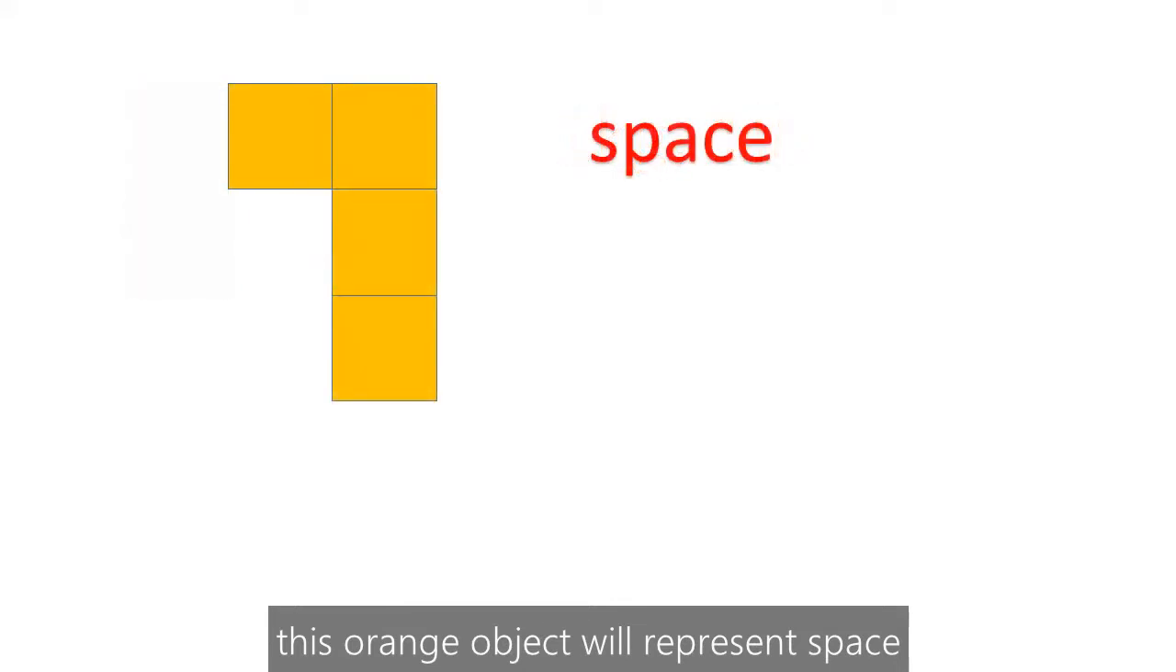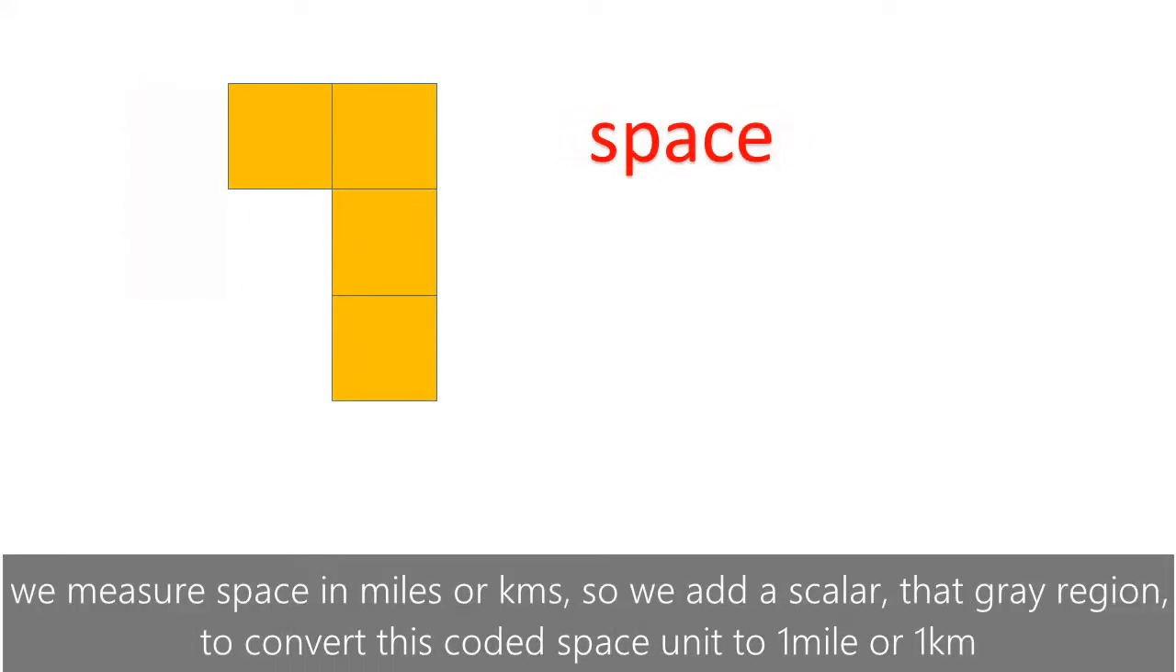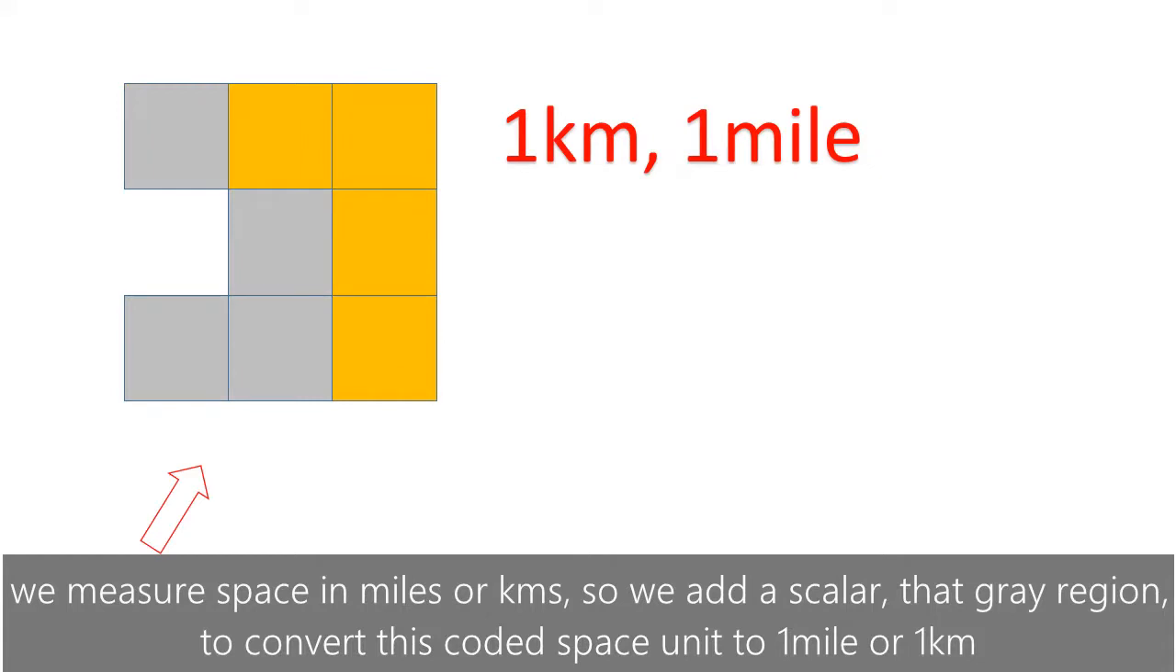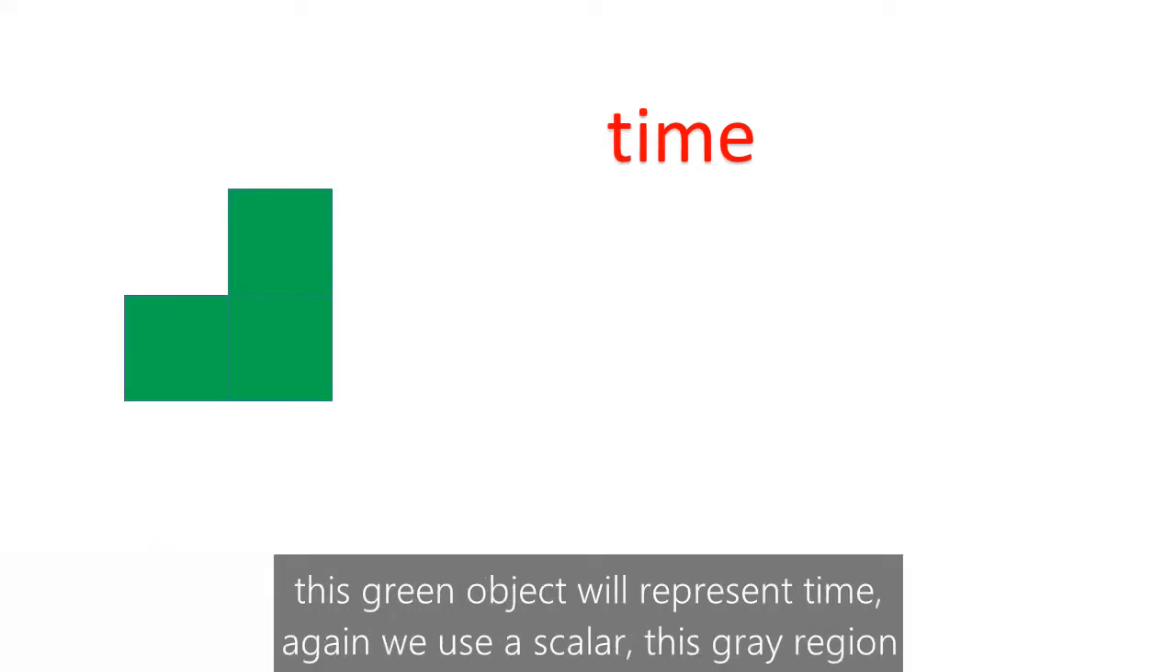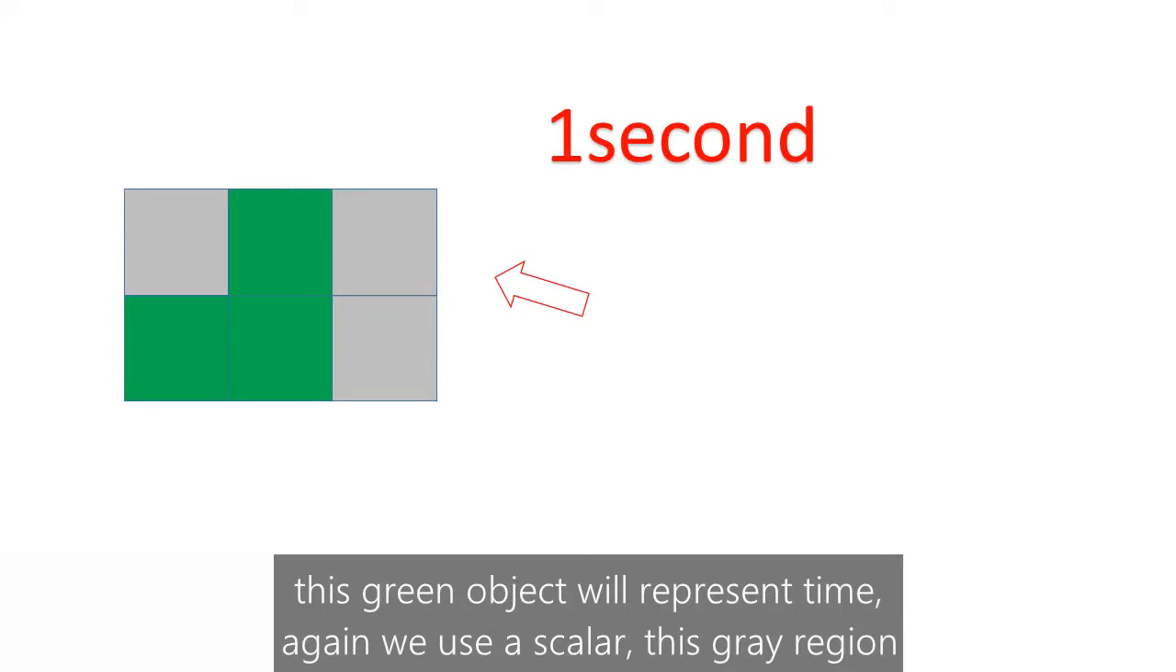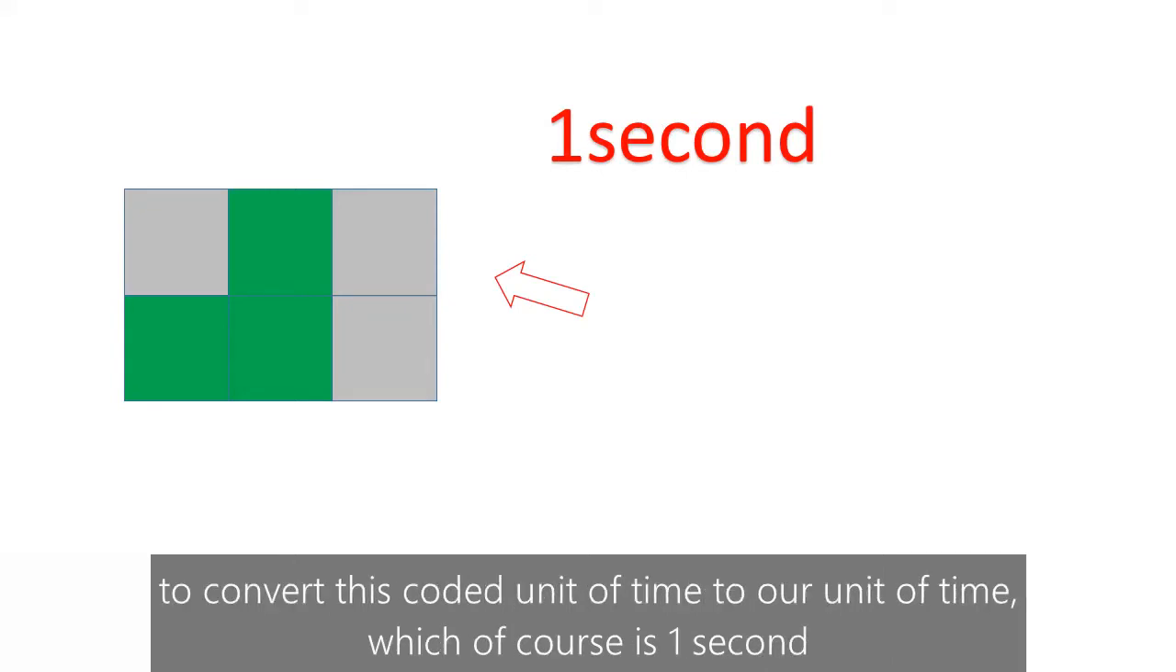This orange object will represent space. We measure space in miles or kilometers, so we add a scalar, that gray region, to convert this coded space unit to 1 mile. This green object can represent time. Again, we use a scalar, this gray region, to convert this coded unit of time to our unit of time, which of course is 1 second.